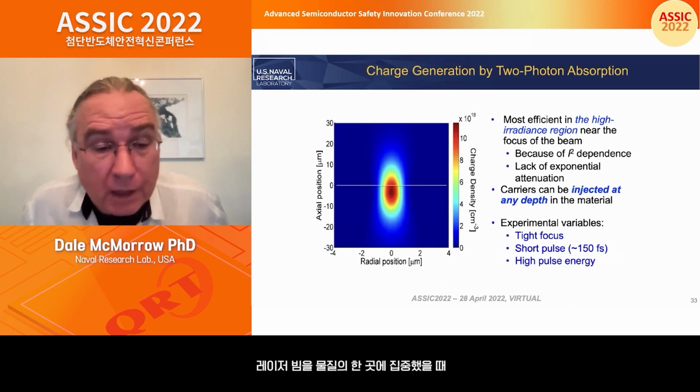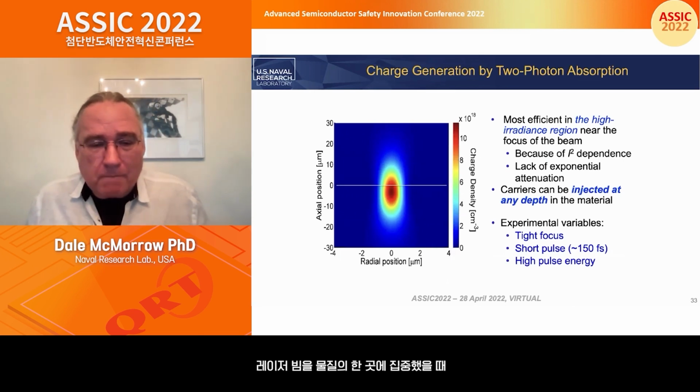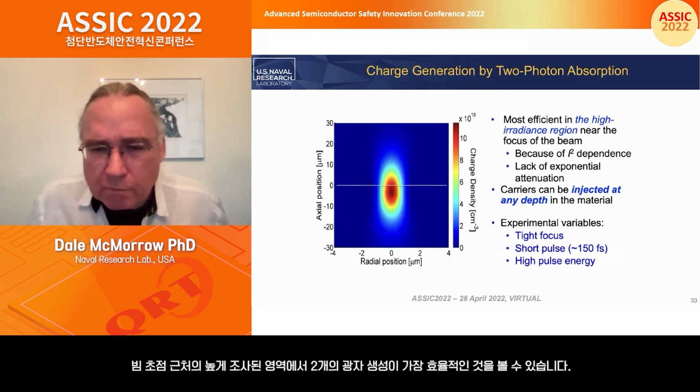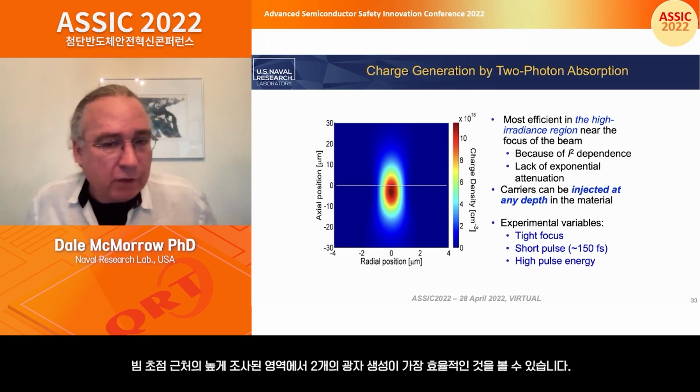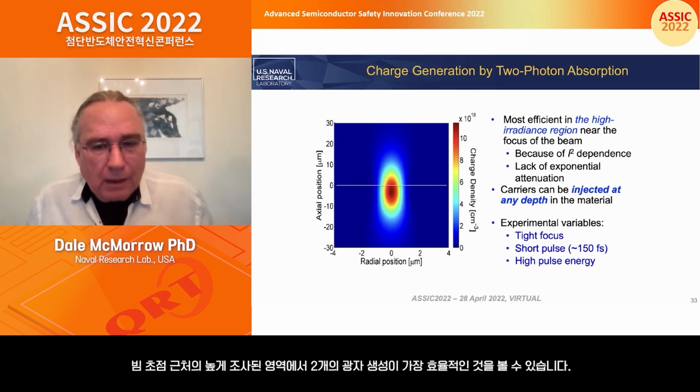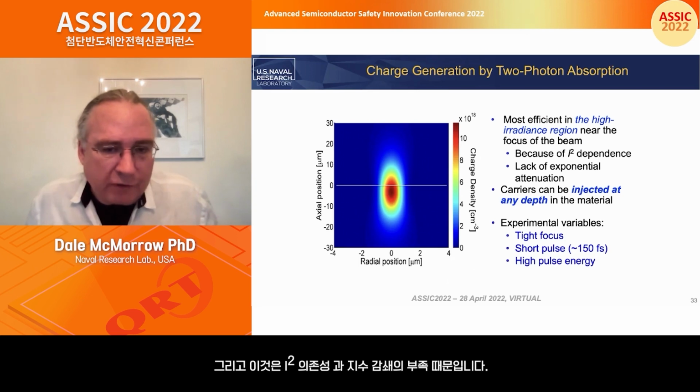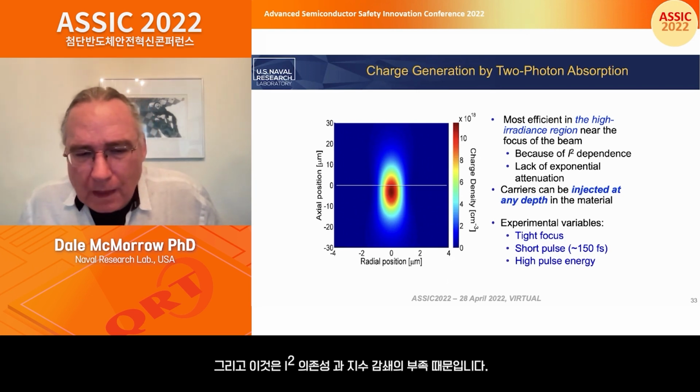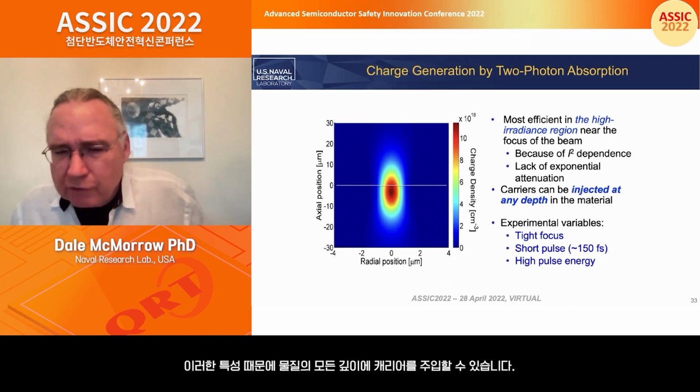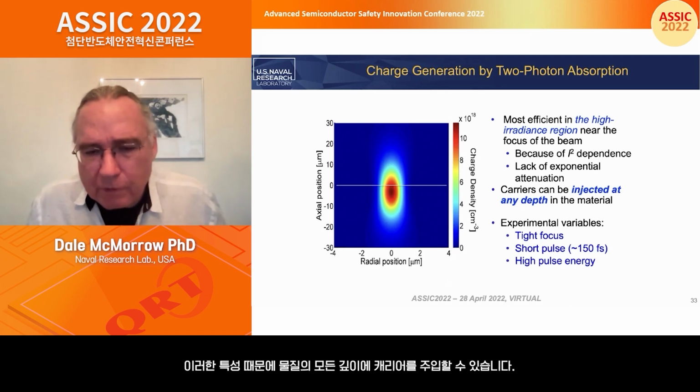When you focus the beam into the material, two photon generation is most efficient in the high irradiance region near the focus of the beam. And this is because of the I-squared dependence and the lack of exponential attenuation. Because of this characteristic, we can inject carriers at any depth in the material.